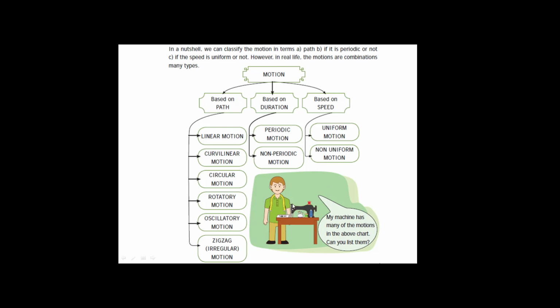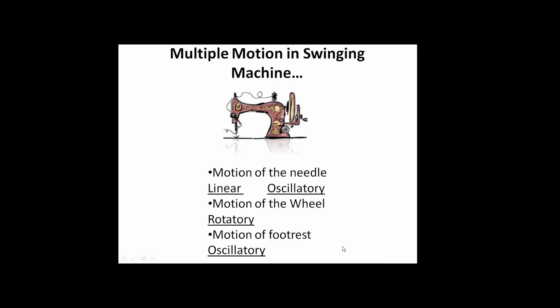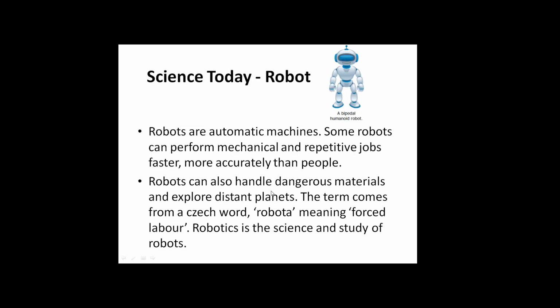See this person, he is having a sewing machine. He is asking, my machine has many of the motions in the above chart. Can you list them? Yes. Multiple motions in the sewing machine. Motion of the needle is linear and oscillatory. It's moving up and down. So it is oscillatory. Motion of the wheel, which is rotating here, is rotatory. And the motion of the footrest will be oscillatory.